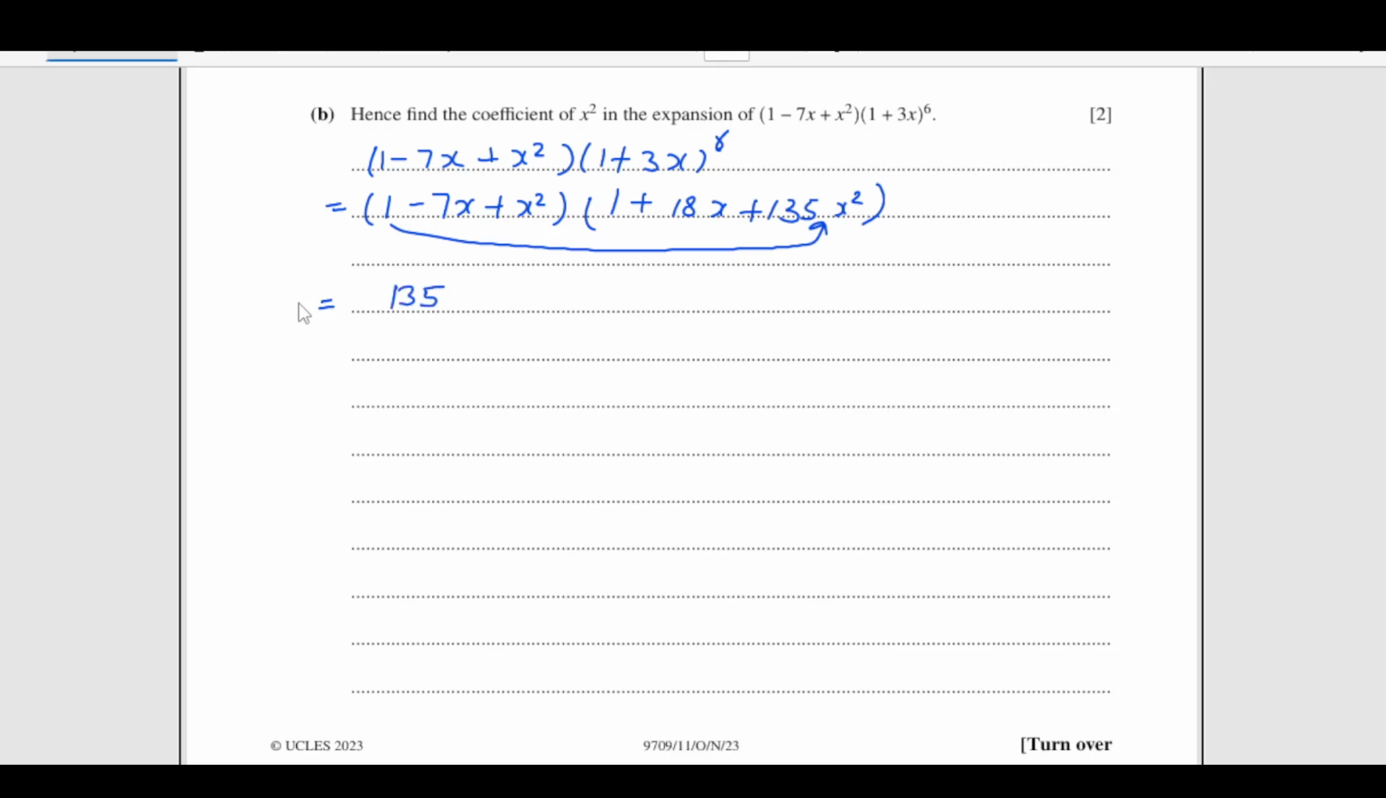This is going to be 135, right? I'm just writing the coefficients of x squared here. And then minus 7x is going to multiply with the 18, so minus 7 times 18. Then x squared, it is 1, so plus 1, right? So we have here 135 minus 126 plus 1. So this is 136 minus 126, final answer is 10. So this is our answer.